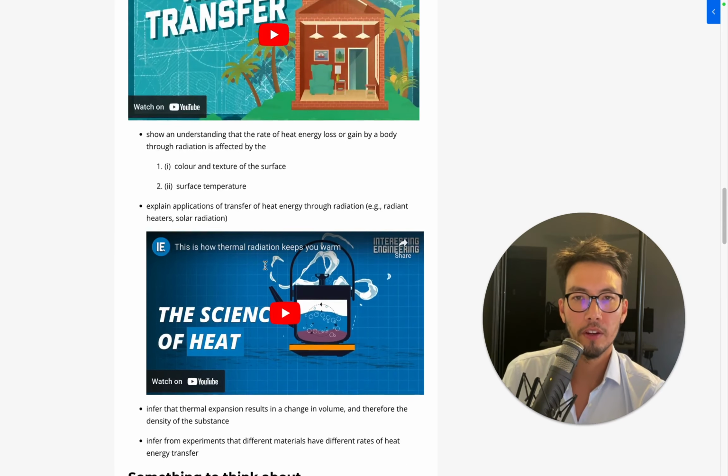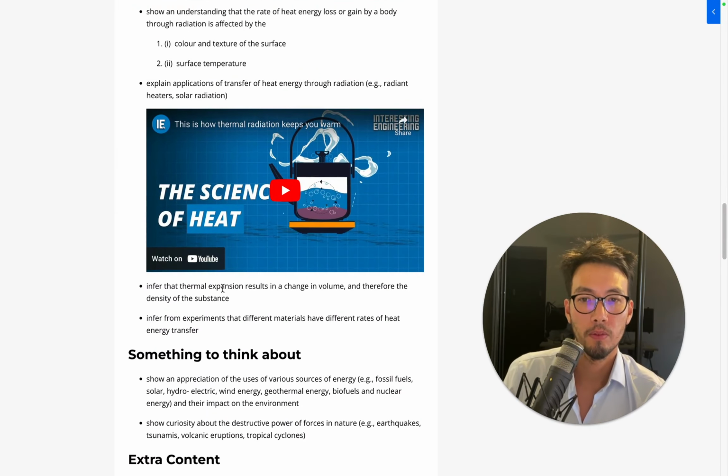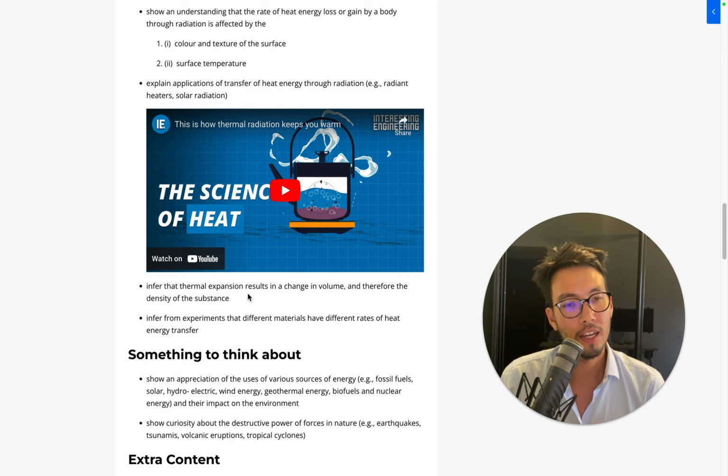Earlier I explained, through experimentation, how thermal expansion results in a change in volume, and therefore the density of the substance is changed. If you remember from an earlier chapter, density is the mass divided by the volume. When something expands, the mass stays the same. The amount of matter in this object stays the same. So even though it expands, the mass is the same, but now you've got the same mass taking up a bigger volume. And that's when you get density dropping.